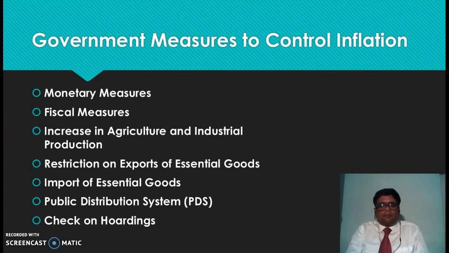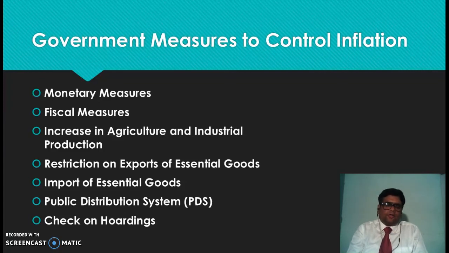So what are the government measures to control inflation? First of all, monetary measures. Monetary measures are taken by the Reserve Bank of India, by setting various rates like repo rate, reverse repo rate, bank rate, CRR, and SLR, the statutory liquidity ratio. There are so many rates which the Reserve Bank of India sets to contract the supply of money, or to increase the supply of money, as the situation demands. So that is the first measure, by the Reserve Bank of India.